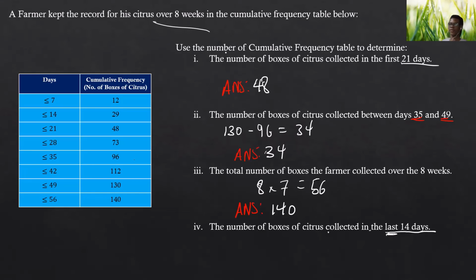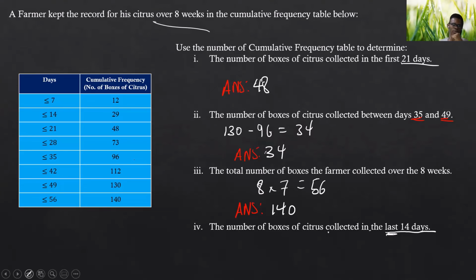You're on the right track. We're looking at the days, right? We can look at the cumulative frequencies for the days, but the days are wrong. Not 49 and 56. One of them is correct, the other one is wrong. 42 and 56 you have to look at because it's 14 days. So then it'd be 140 minus 112. That is correct. It's the last 14 days, not the last 7 days.